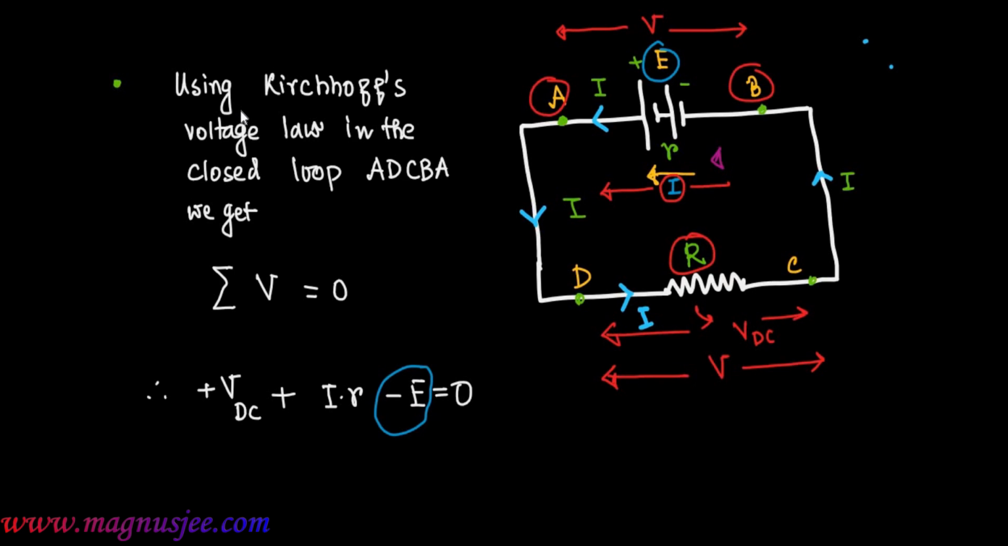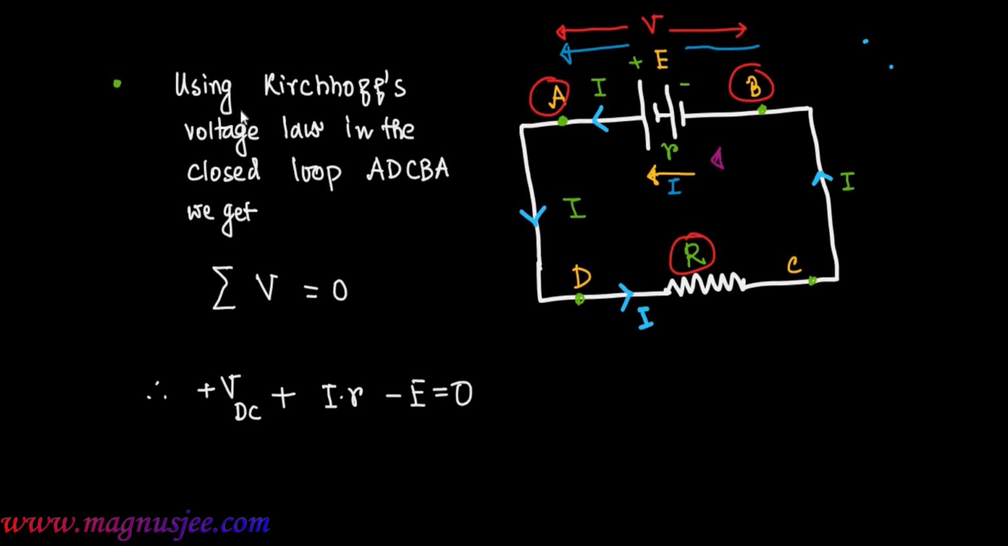Now if we want to cross the EMF or the battery, we have to cross first the negative electrode, then the positive electrode of the battery. That's why EMF will be negative. Here in the equation we have minus E. That means we have to travel in the opposite direction of increasing voltage. That's why EMF E will be negative. So VDC plus I dot r minus E equal 0.